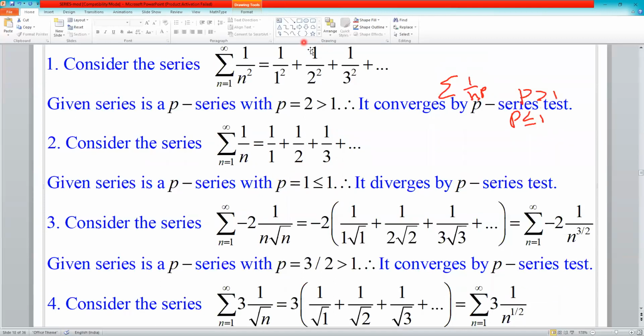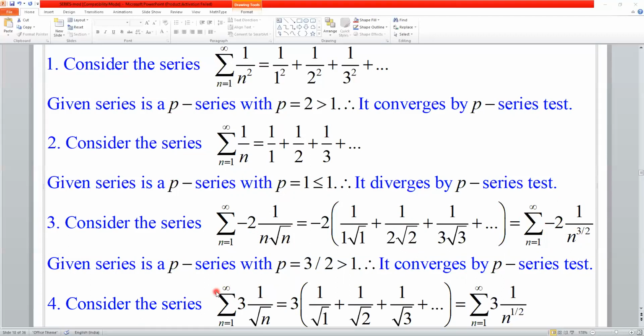Let us take some more examples. Consider the series summation of n is equal to 1 to infinity minus 2 times 1 by n into square root of n. So that can be written as summation of n is equal to 1 to infinity minus 2 into 1 by n to the power of 3 by 2. Where p is equal to 3 by 2, it looks like a p series. p is equal to 3 by 2, which is greater than 1. Therefore, it converges by the p series test.